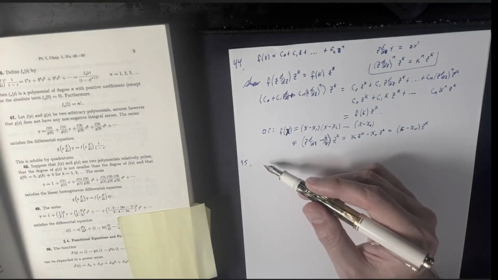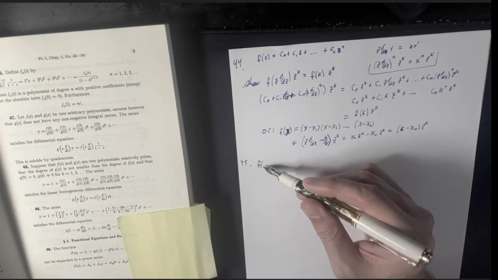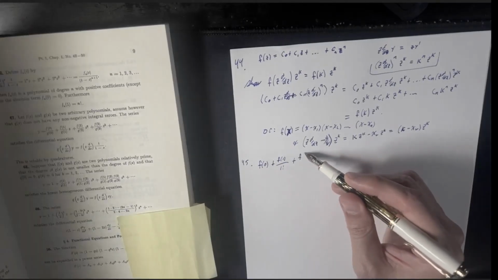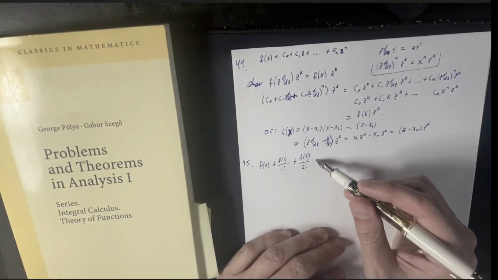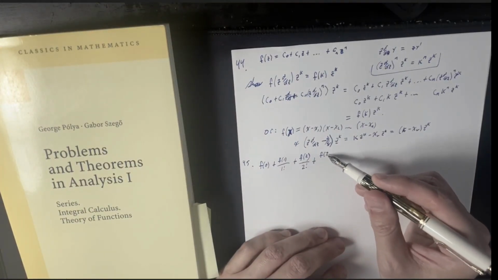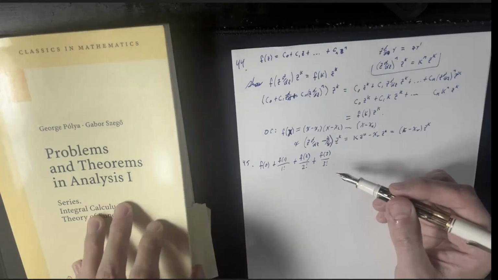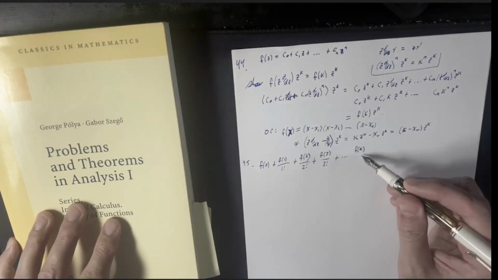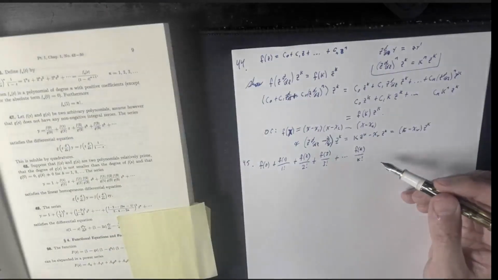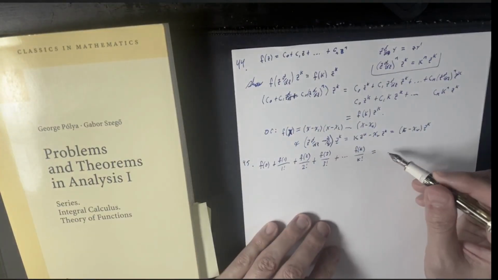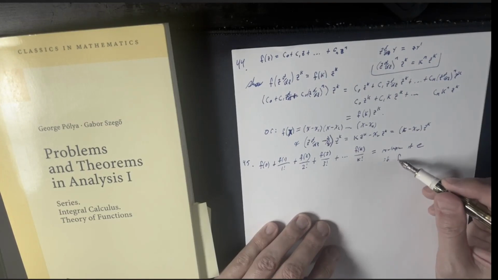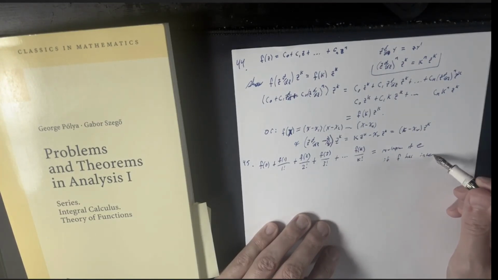45. Take a polynomial with integral coefficients. The sum of the following series is a multiple of... I'm pretty sure I proved this a long time ago in a Lie groups class. This feels very familiar. But yeah, it's some multiple of e as long as f has integral coefficients.